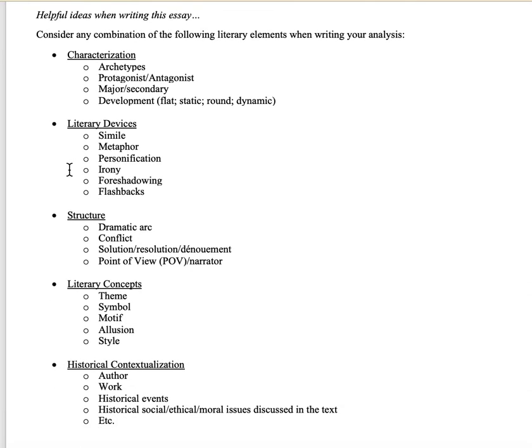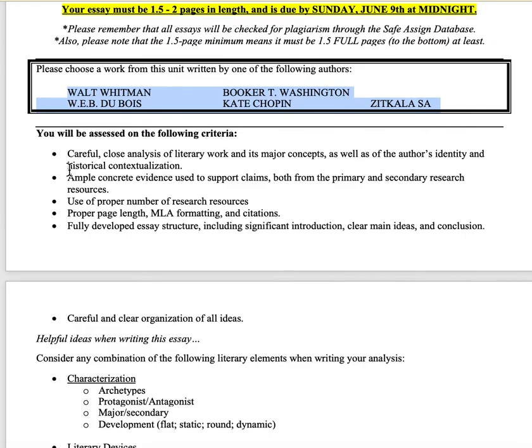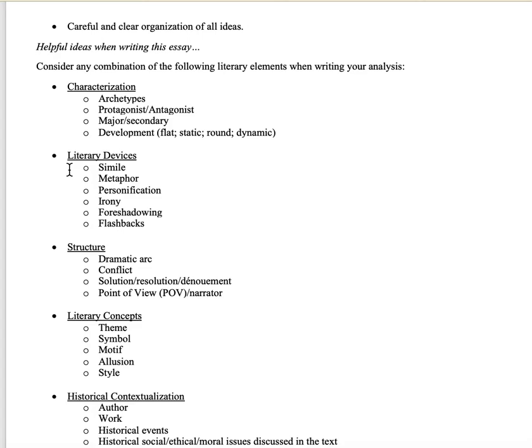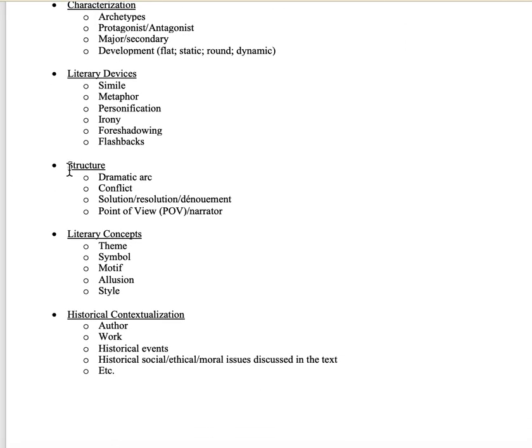Some things you can look at when you're writing this essay, if you're looking at the literary elements, you can look at things like characterization. So look at how the author presents specific archetypes or the protagonist and antagonist. Think about somebody like Kate Chopin, for example. How does she present the protagonist and antagonist? It's very unique. You can look at literary devices like metaphors, similes, personification, flashbacks, irony. Look at structure. So does it follow the dramatic arc? Is there a rising action, a climax, a denouement? And look at literary concepts like themes, symbol, motif, allusions.